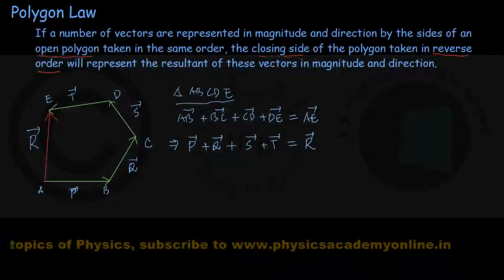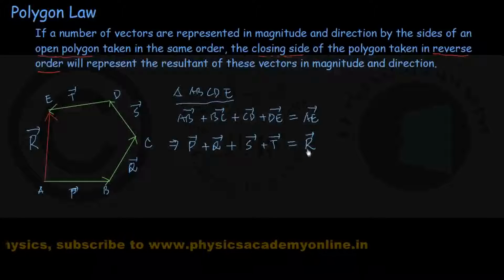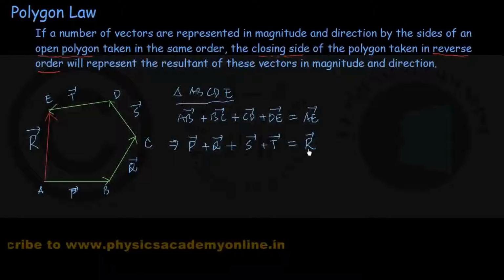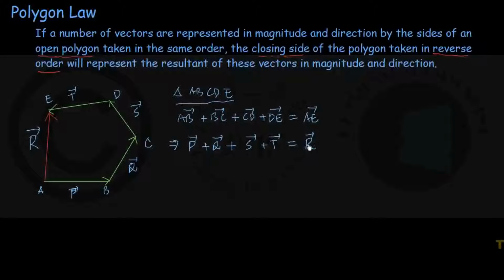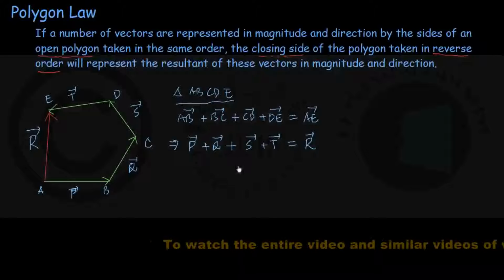So you see that resultant means a vector whose effect on a body is the same as the total effect by all the combining vectors. Resultant alone has the same effect as all the combining vectors produced together. That is the meaning of resultant and vector sum, whatever you call it.